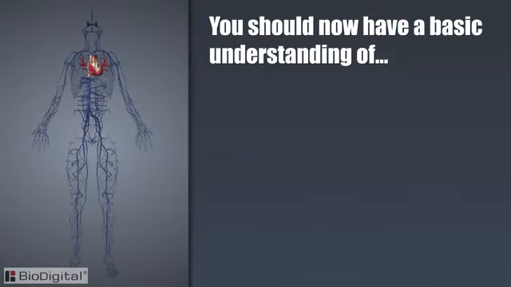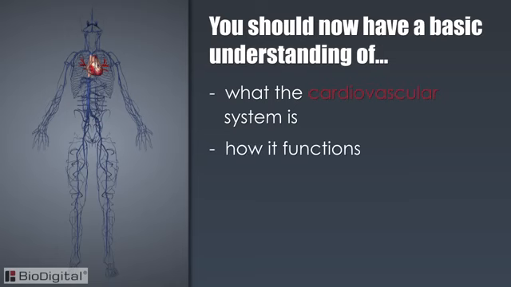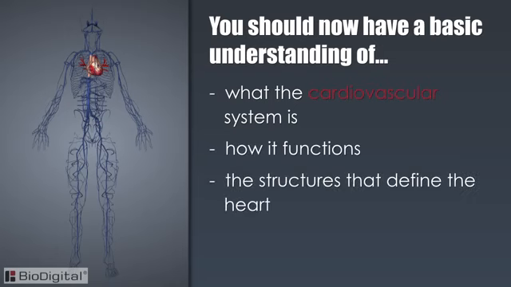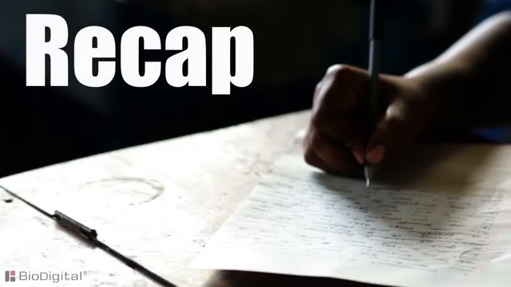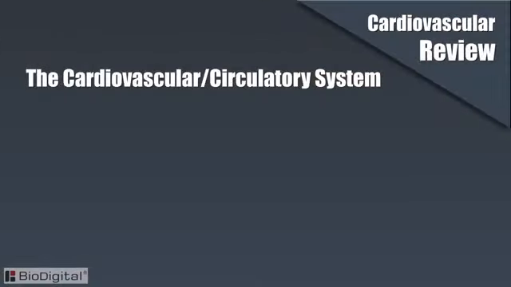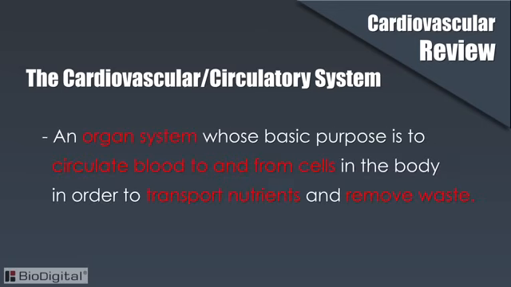After watching this video, you should now have a basic understanding of what the cardiovascular system is, the basic functions, and the basic structures that define the heart. Here's a quick recap. The cardiovascular or circulatory system is an organ system whose basic purpose is to circulate blood to and from cells in the body in order to transport nutrients and remove waste.